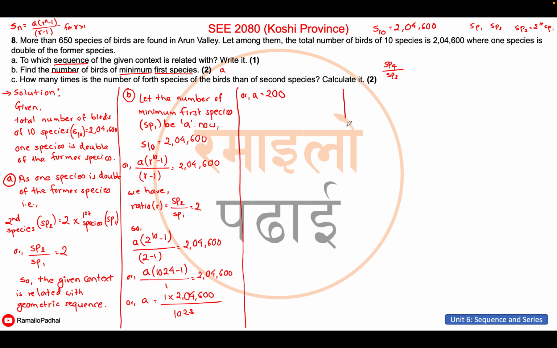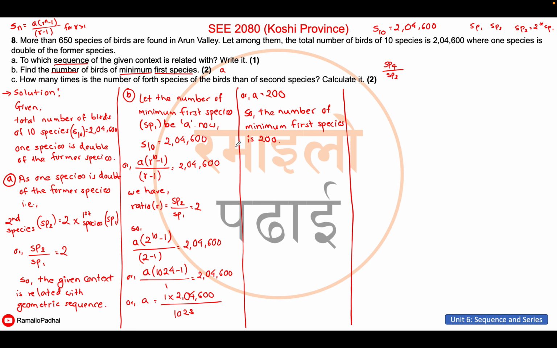Now we will write it in words. So the minimum number of first species is 200. Okay, now let's move on to question number C.